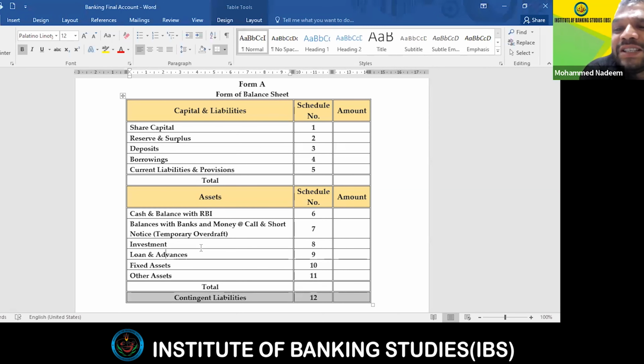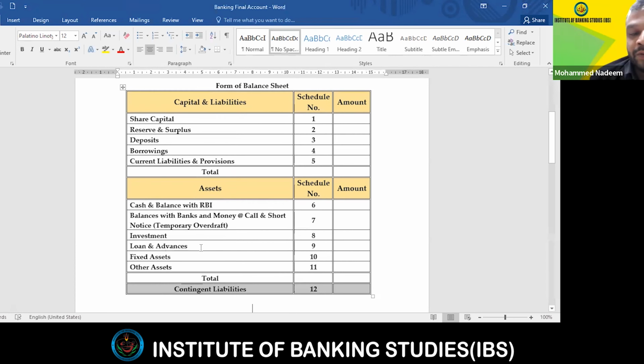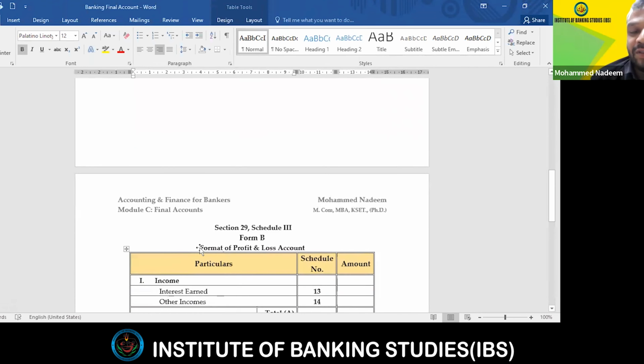Another example is bills discounted. You have given the money by discounting it, but we are not sure whether the bill will be honored or not. That is contingent liability. Okay, any confusion in the balance sheet now? No, sir. So we'll go for the next one, the P&L account.